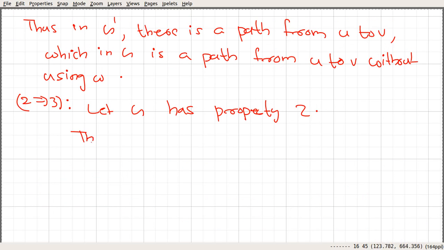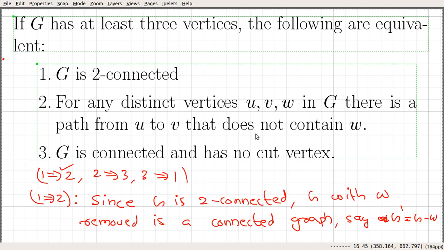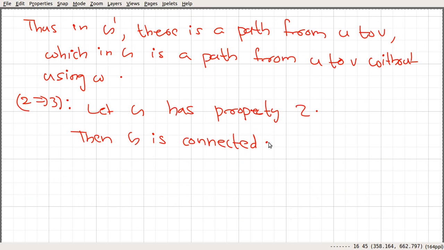Since it satisfies property 2, this graph G is connected. So we need to prove that it has no cut vertex. We are going to prove that part by contradiction. We will start with a cut vertex and arrive at a contradiction. Let's see how that can be done.